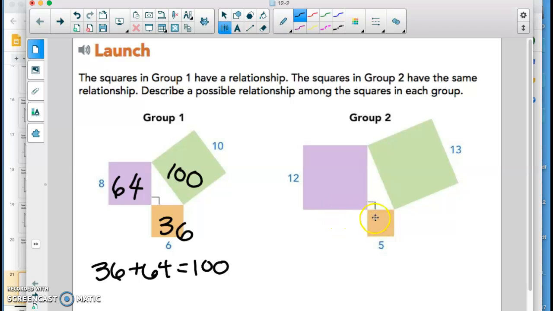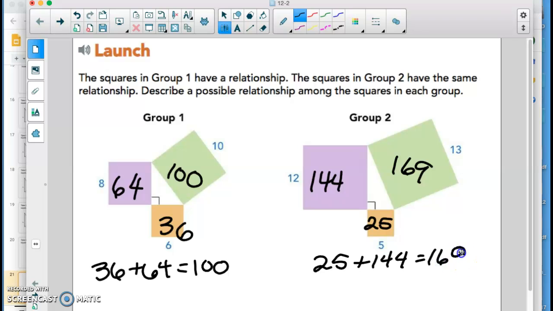Well, let's look over here. We see our smallest leg length, 5. 5 squared is 25. 12 squared is 144. And 13 squared, our hypotenuse squared, would be 169. So if we add 25 and 144, again, we get 169. So here's another visual of how this is proved. What we're going to do with the Pythagorean theorem is one of these side lengths will be a mystery, and we will have to solve for it.